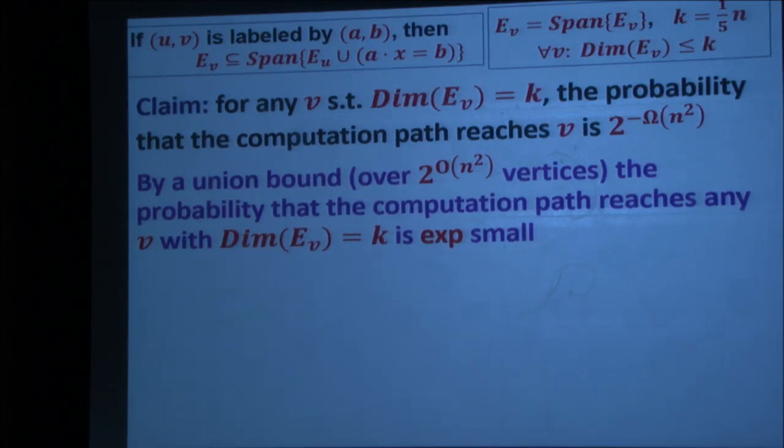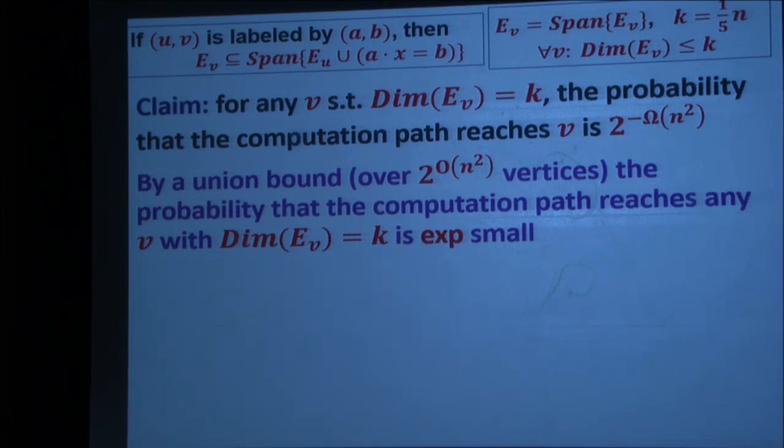And the main thing that we will prove is the following claim. Fix one vertex V with dimension equals K. By the way, I wrote here all the things that you need to know. This is the main condition that we had for an affine branching program, and these are the things that you have to remember. EV is the same as span EV, K is 1 over 5n, and for every V we assume that the dimension of EV is smaller or equal K.